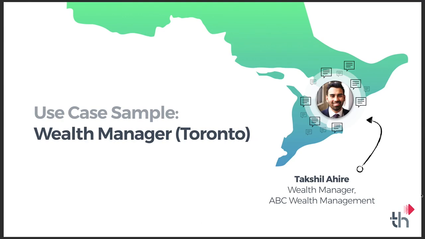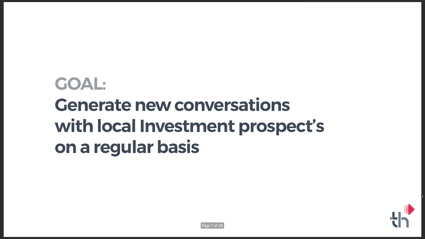Because I live in Toronto, we're going to use a Toronto-based use case. This is a fictitious character, Taxil Ahir. He's a wealth manager at ABC Wealth Management. Taxil really is looking to expand his brand footprint, build up brand equity, and get in front of local affluent investors. That's the challenge: he wants to generate new conversations with local investment prospects on a regular basis. So beyond traditional offline approaches through referral networks and events and conferences, how can Taxil leverage digital to really be in front of his local investment community on a regular basis, so he's influencing them and becoming a known, liked, and trusted thought leader in his geography?